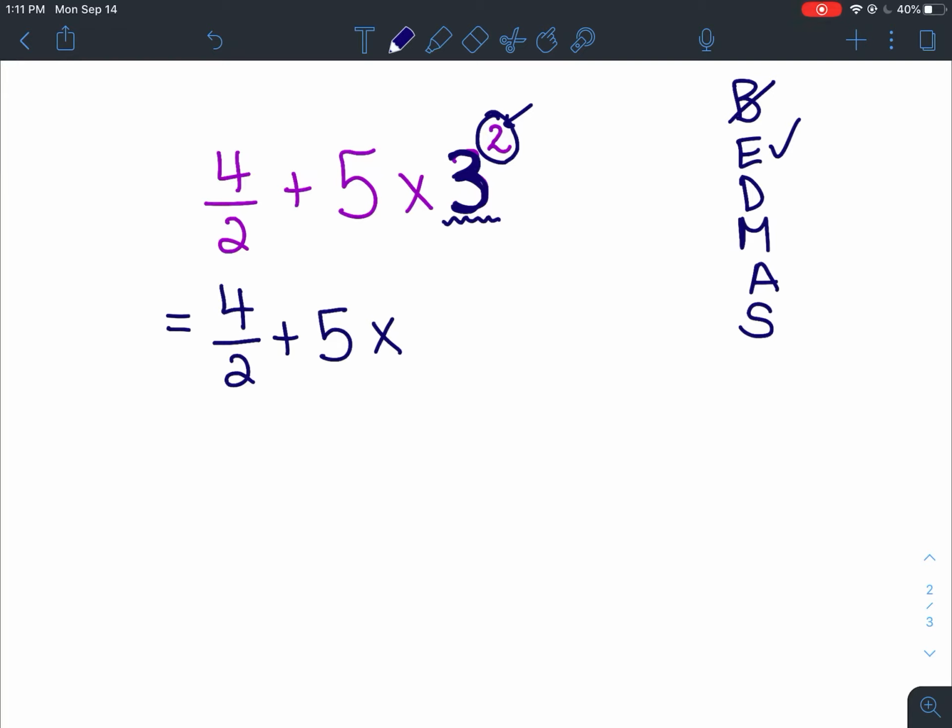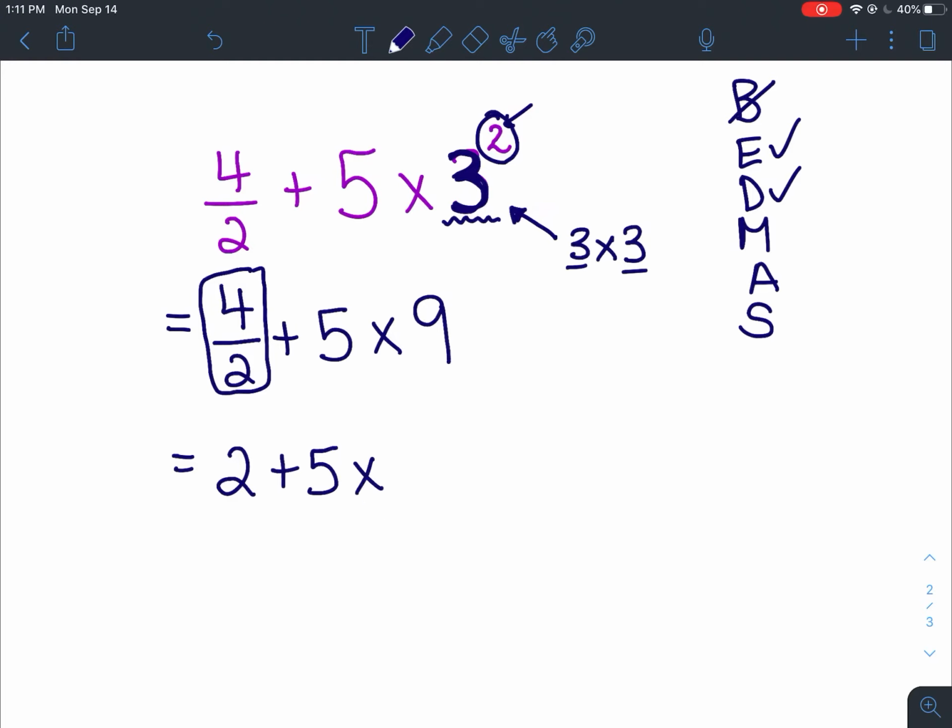Okay, so 3 to the power of 2 actually means 3 times 3. The 2 tells us we have to multiply 3 by itself 2 times. Okay, so 3 times 3 is 9. All right, so that was our exponent. Now we also have some division to do. 4 divided by 2. So what is 4 divided by 2? It's 2.